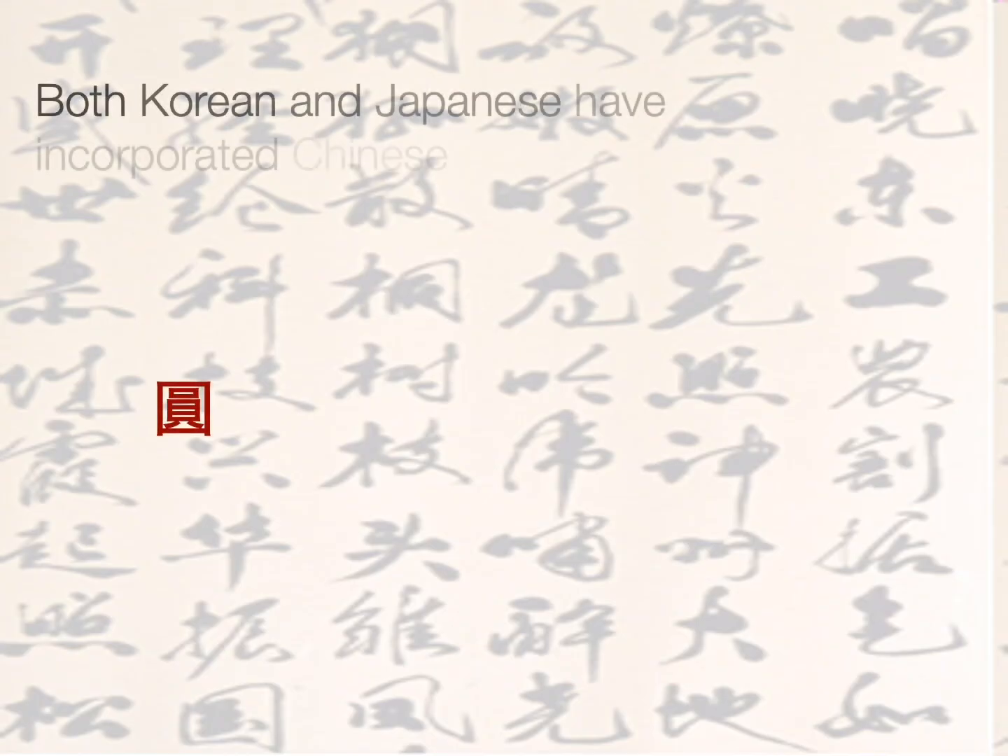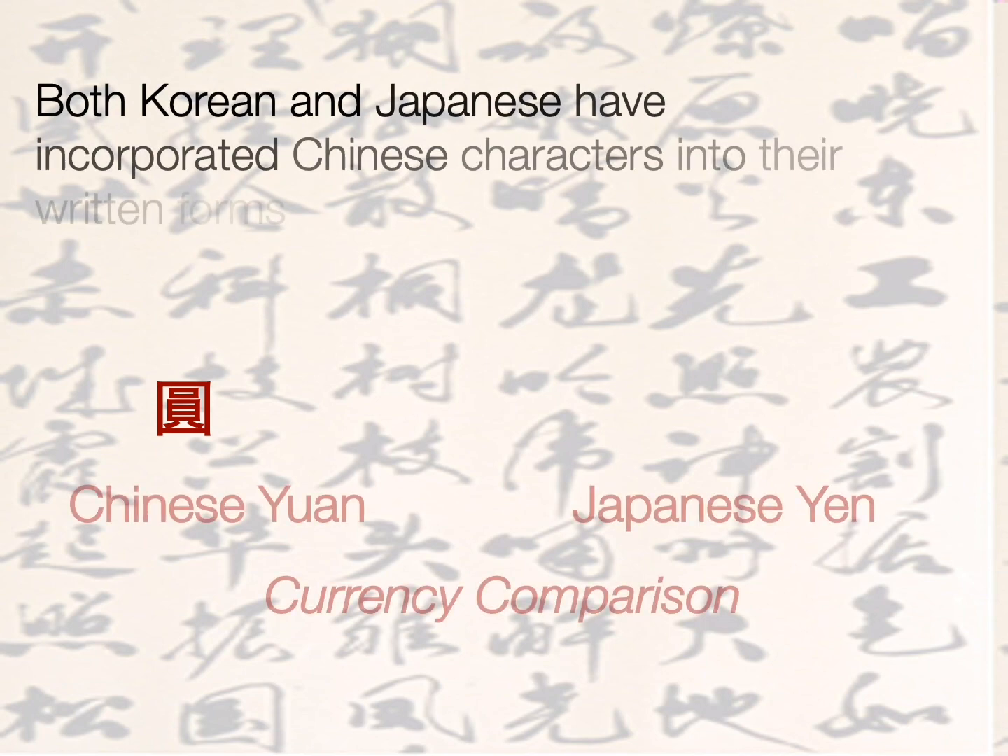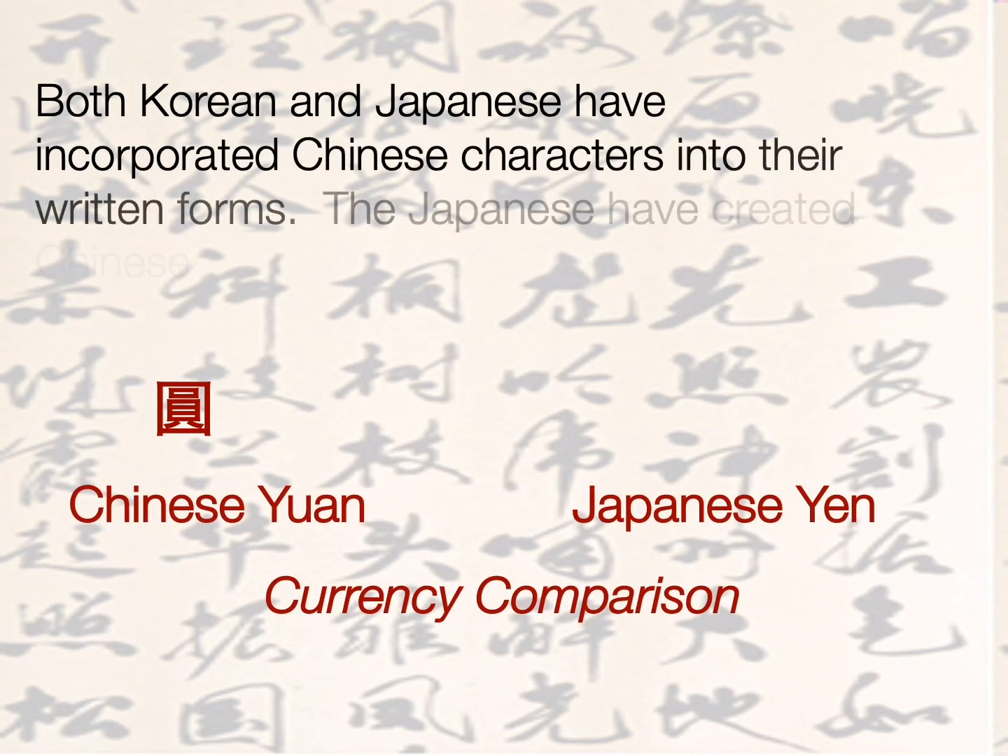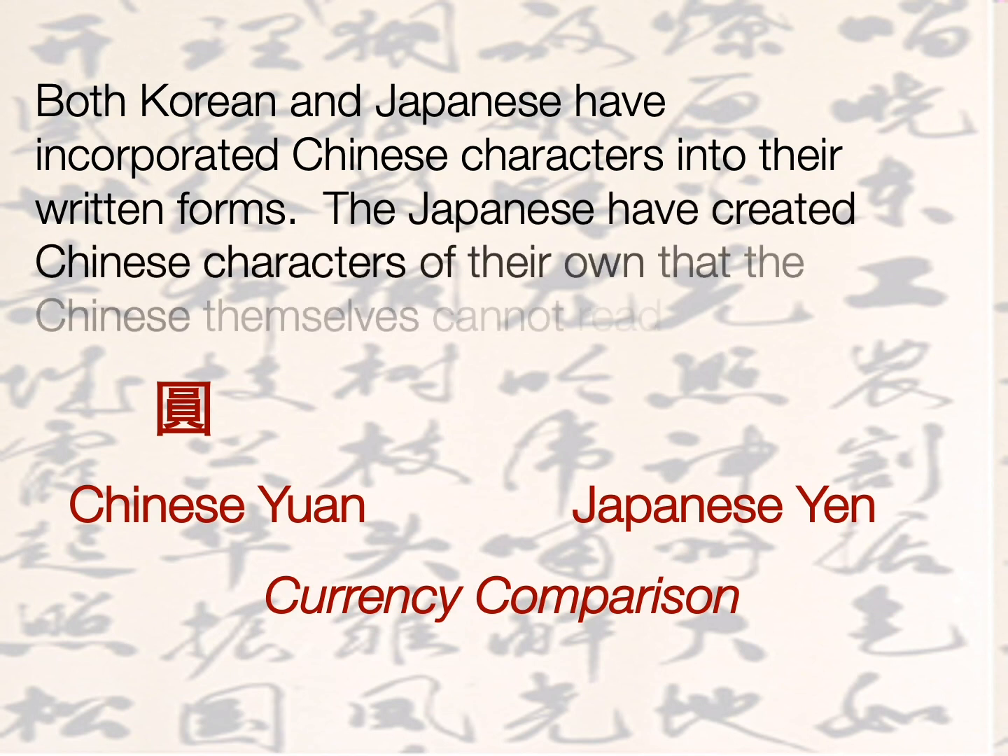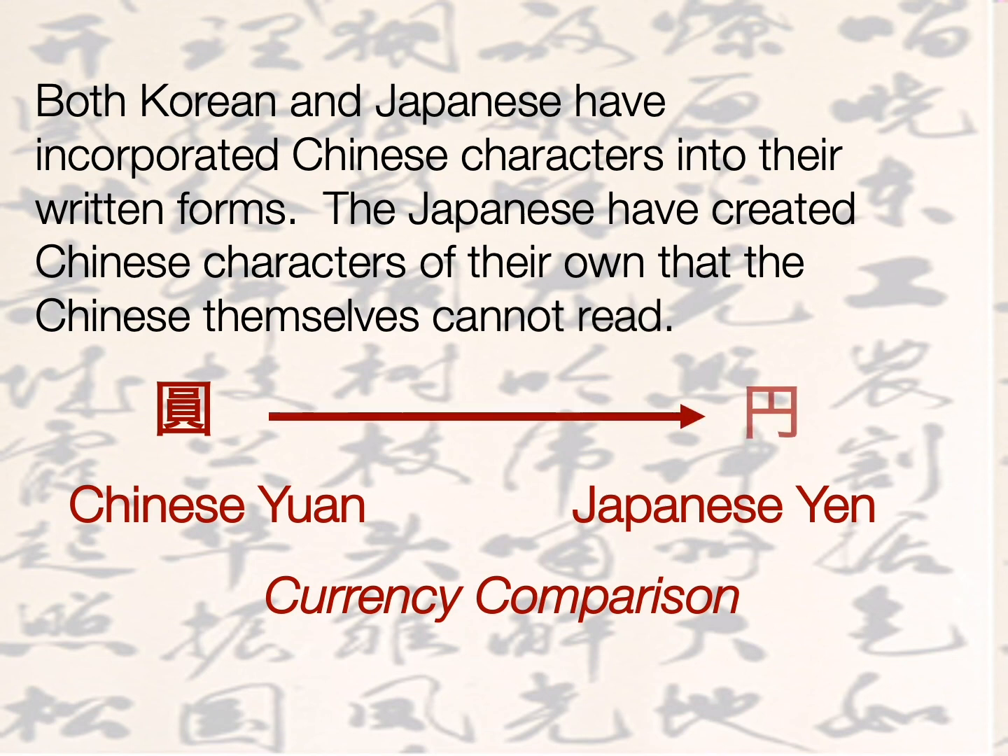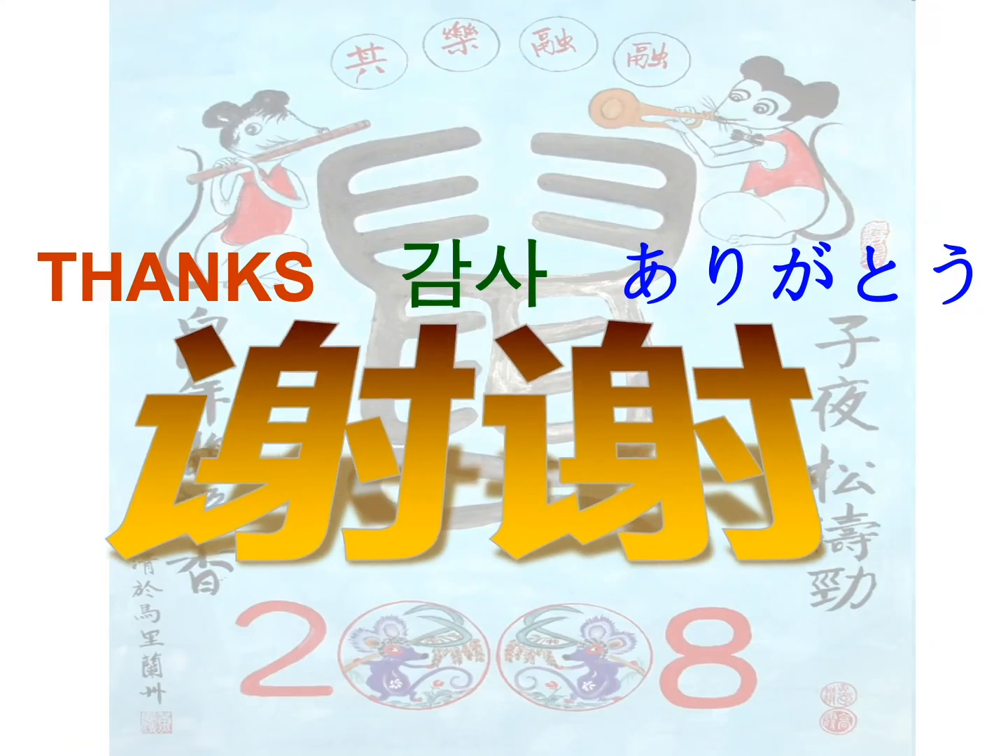Both Korean and Japanese have incorporated Chinese characters into their written forms. The Japanese have created Chinese characters of their own that the Chinese themselves cannot read. Yuan, Chinese. Yan, Japanese.